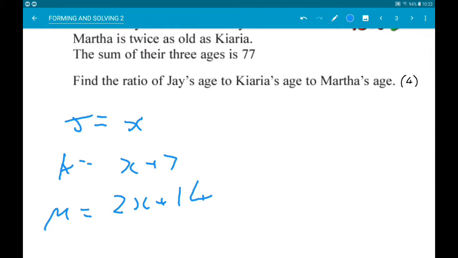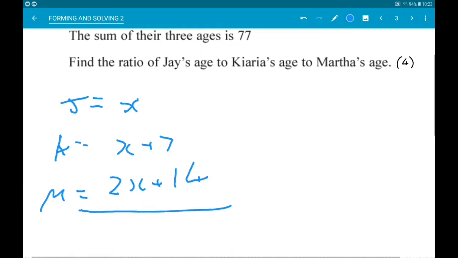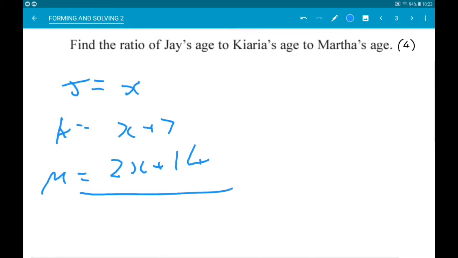Okay, now we're told numerically the sum of their ages is 77. If we add them together algebraically, that is where our equation is going to come from. So adding these three together, we get 4x add 21. Now that is equal to 77.